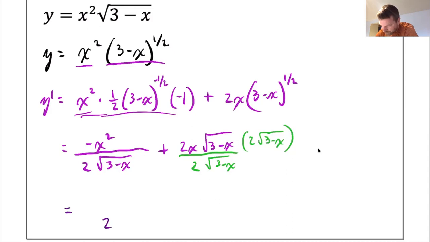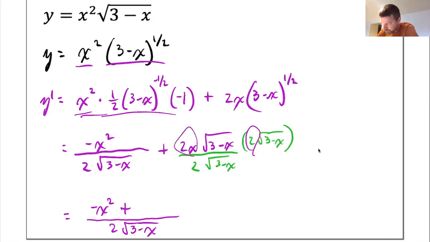So now I've got a common denominator. So now I've got a common denominator of 2 square roots of 3 minus x. I've got a negative x squared on the top, plus if I multiply these together, that would be, let's see, a 2 times a 2x, that's a 4x. And a square root of 3 minus x times a square root of 3 minus x, that's a 3 minus x, right? Because the square roots are going to be to the 1.